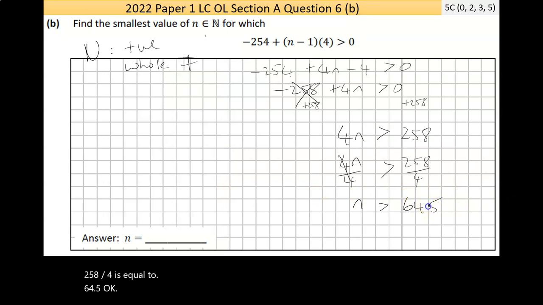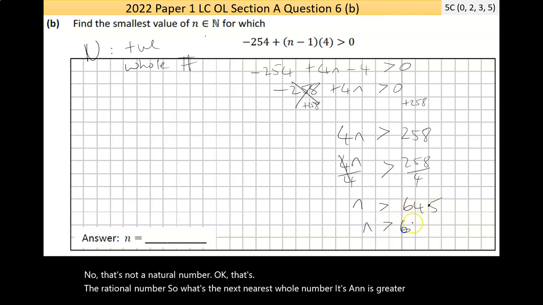Now that's not a natural number. That's a rational number. So what's the next nearest whole number? It's n is greater than 65. That's a positive whole number.